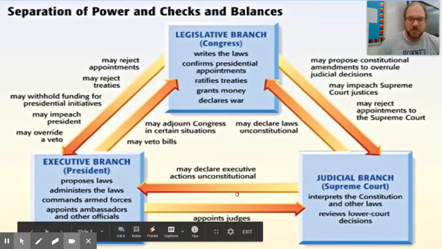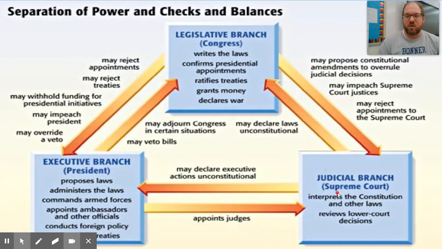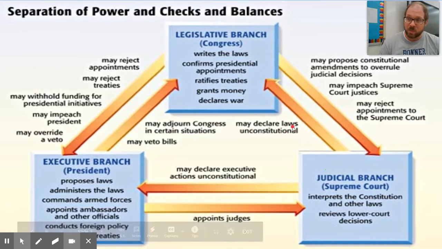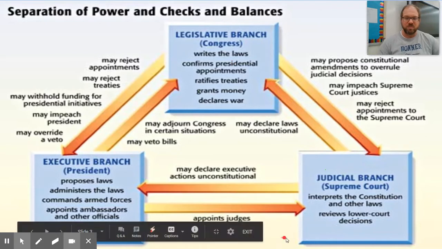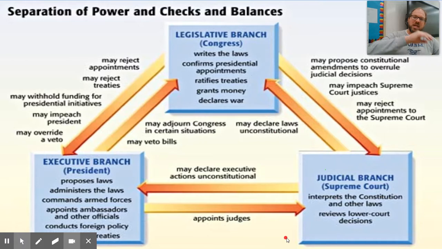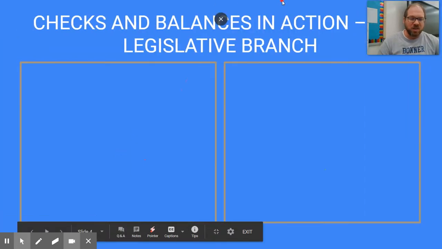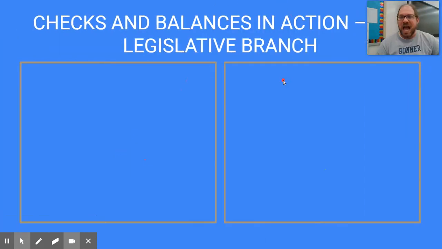Okay? Now, the judicial branch is a lot easier because it basically does the same thing for both branches. The judicial branch checks the president by declaring executive actions unconstitutional, and the Supreme Court checks the legislative branch by declaring laws that are passed unconstitutional. Please refer back to this for your work and homework today. It will be very, very useful, but that's why this chart is in your notes, okay? All right, so now we're going to actually look at some of the checks and balances in action.